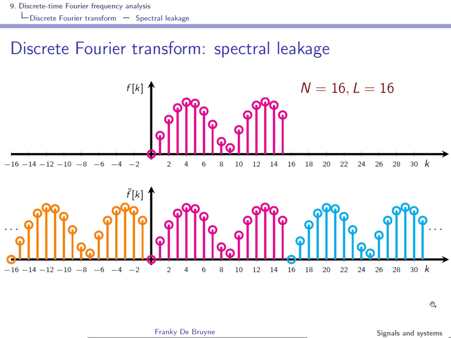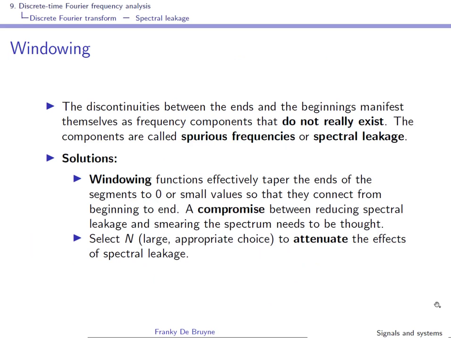The periodicity is wrong and you can see that there are discontinuities. Well, we can see that sometimes there is spectral leakage. There are frequencies that do not really exist that pop up in the spectrum. One way you can deal with this is to select large n, and this will attenuate the effects of spectral leakage. Another thing that you could do is windowing, and this will make sure that the ends of the segments will go to 0 or to small values so that they connect from beginning to end.